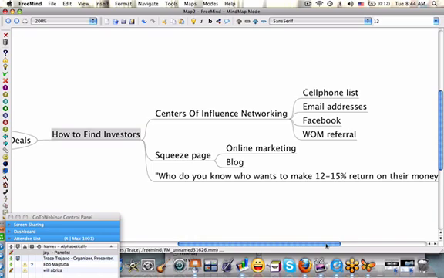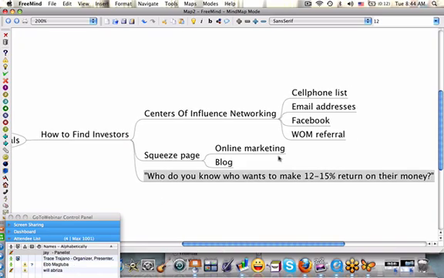So definitely doing online marketing works, and having that squeeze page to capture the information of the investor helps you get that investor, right? But what I tell people is, if they don't have investors, the very first thing they need to do is what I call centers of influence networking. As simple as looking at your cell phone database, just calling people, and then what you tell them is this magic script here. Who do you know who wants to make 12 to 15% return on their money, right?